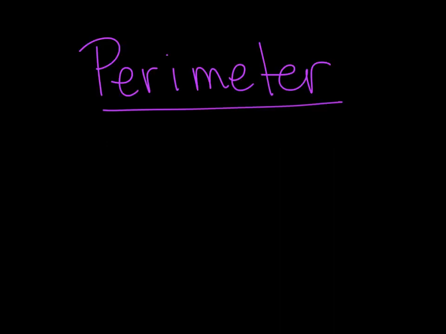So let's start by talking about the vocabulary word. This word here is perimeter. I know it looks like perimeter, and I know somebody will call it that, but the correct way to say it is perimeter. Can you say it with me? Perimeter. Okay, so what is perimeter? Perimeter is the distance around a shape.